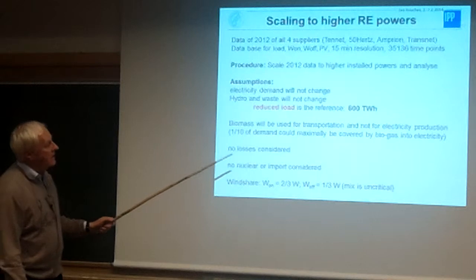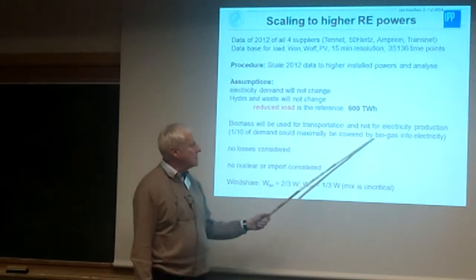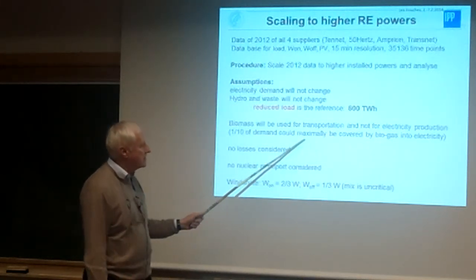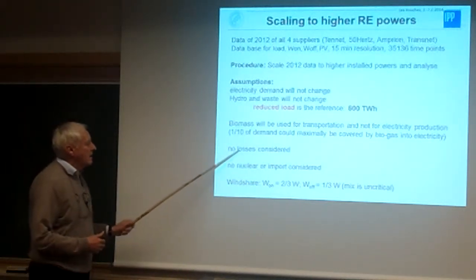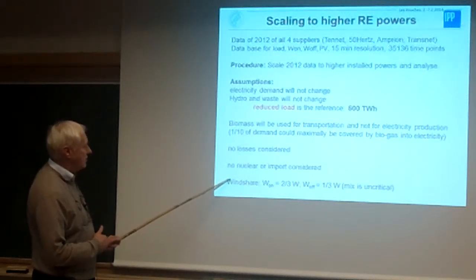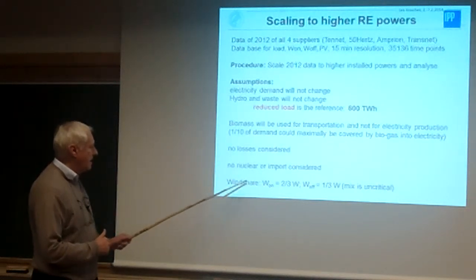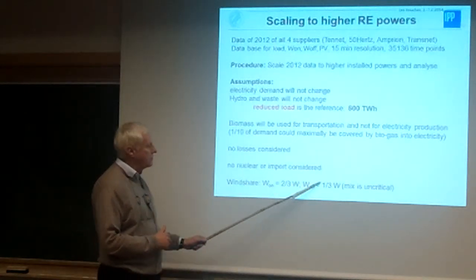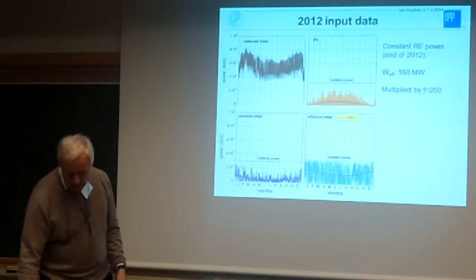In case it is used for electricity production, about 10% of the demand could maximally be covered in Germany by biogas. Here, this contains what I before mentioned in another context, what the biologists tell us. I don't assume losses. This is, for a physicist, not interesting. No nuclear, nothing imported, which of course will not be the reality, I'm sure of this. And then I assume that the wind share between onshore and offshore is 2/3 here, 1/3 here, but this mix is rather uncritical. Okay, so these are my input data.